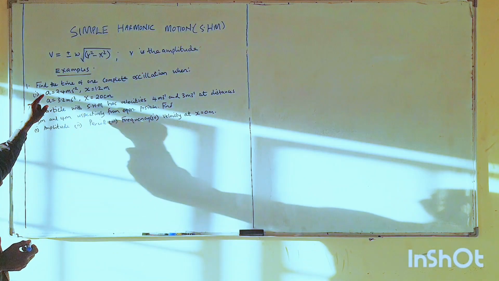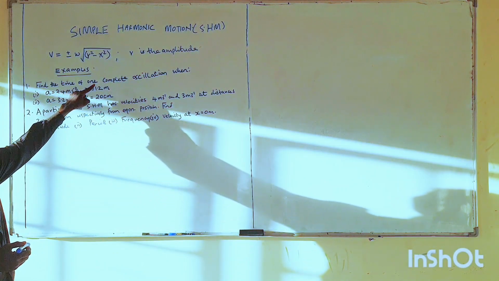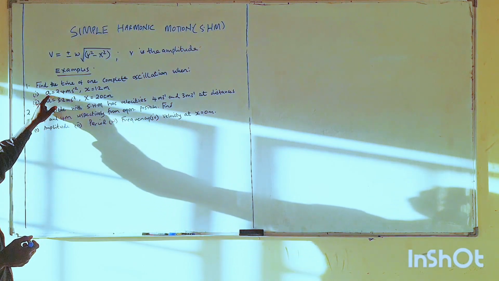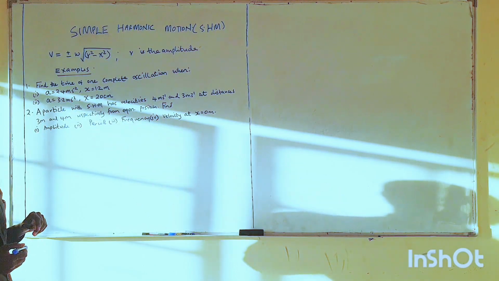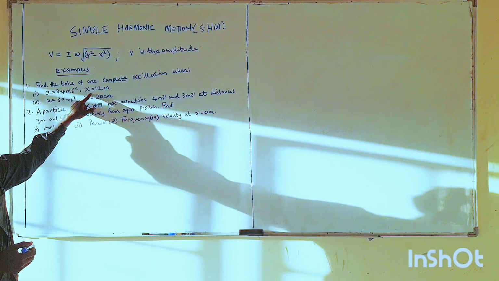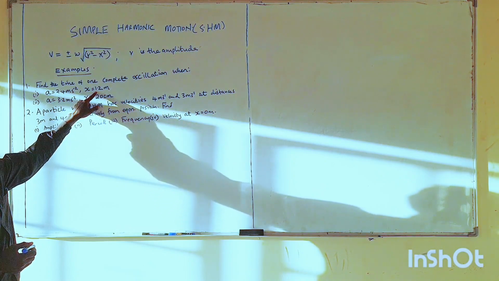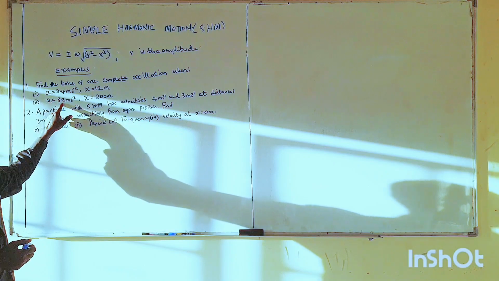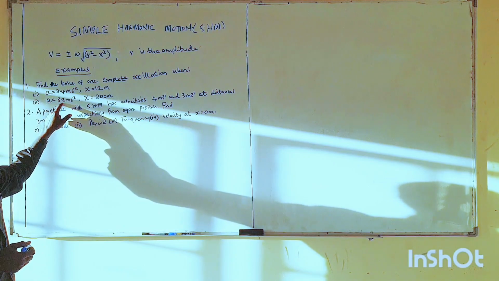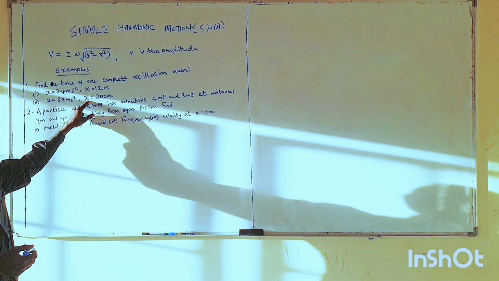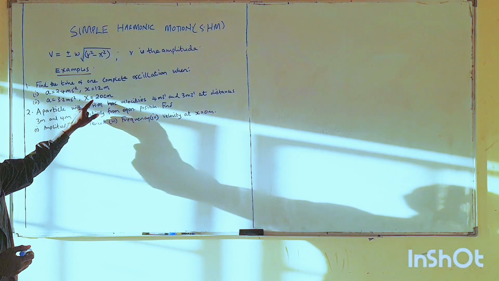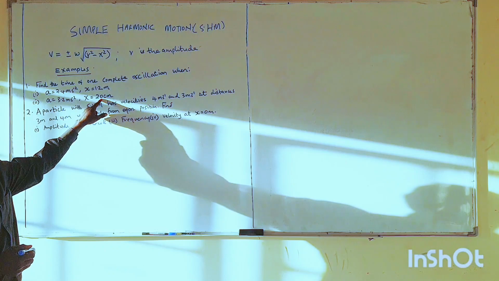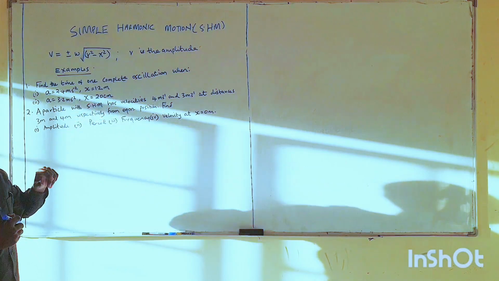Motion is saying, find the time of one complete oscillation when: Roman number 1, acceleration is equal to 2.4 meters per square second and distance from the fixed point is 1.2 meters. Roman number 2, when acceleration is 3.2 meters per square second and displacement from the fixed point is 20 centimeters. Mark this one very well. Sometimes you will change it to meters.